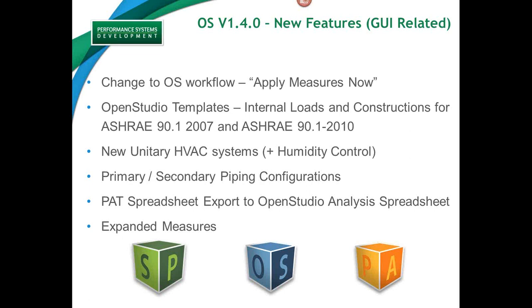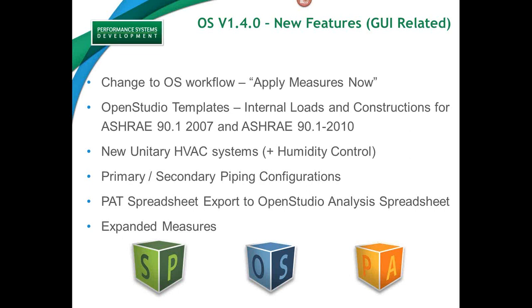We'll explore a configuration of primary and secondary piping and pumping configurations. We'll explore the PAT spreadsheet export, which feeds into the OpenStudio analysis spreadsheet. And then finally, we'll close with some expanded measures that are included in the Building Component Library and now accessible through OpenStudio 1.4.0.